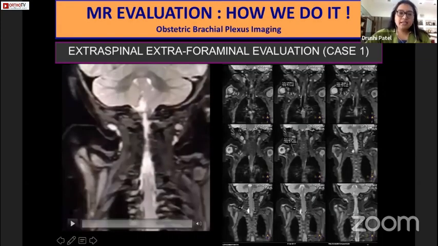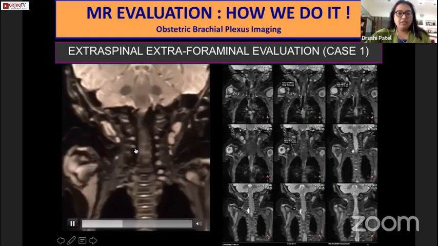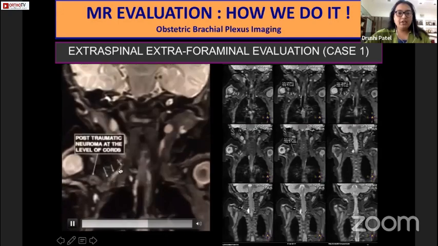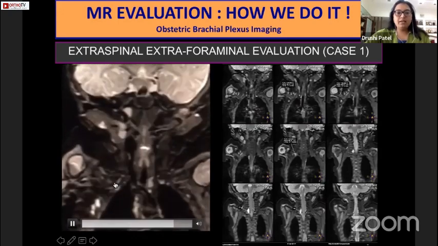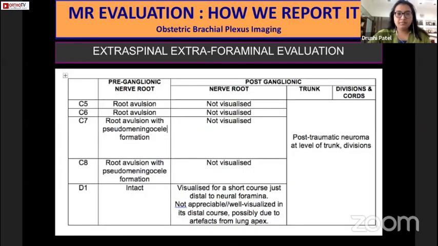So this is what we put in the films, labelled so it can be easily understood. We correlate these sagittal findings with the coronal ones, wherein we identify the pseudomeningocele, and the exiting nerve roots are missing in the postganglionic region, and then there is this neuroma at the level of trunks and divisions. So that's how we complete our report. Postganglionic nerve roots were not visualized. There were avulsions at 5, 6, 7, 8. They were not visualized in the postganglionic region. And then there was this neuroma formation at the level of the trunks and divisions.